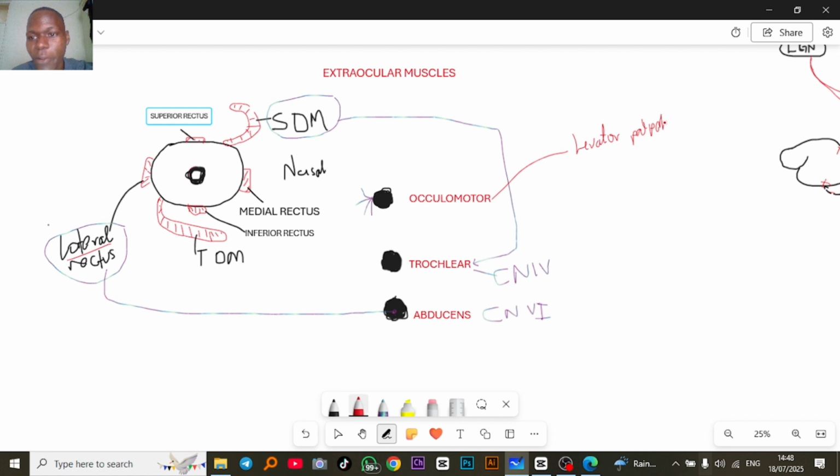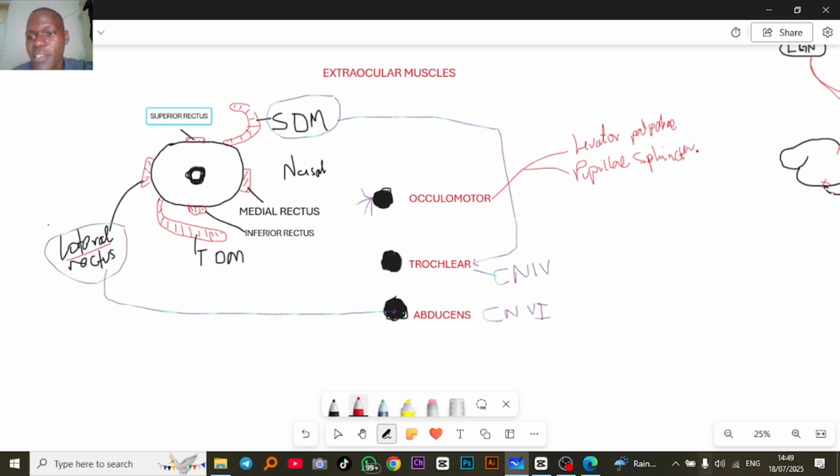palpebrae. I don't know if I pronounce it right, but it's responsible for opening your eye, like lifting this part of the eye, keeping it open. Meaning without innervation of this muscle, you have your eyes closed. So that's the levator palpebrae. Then the other one is the pupillary sphincter muscle.